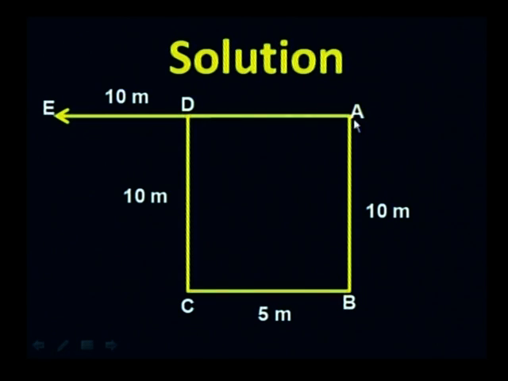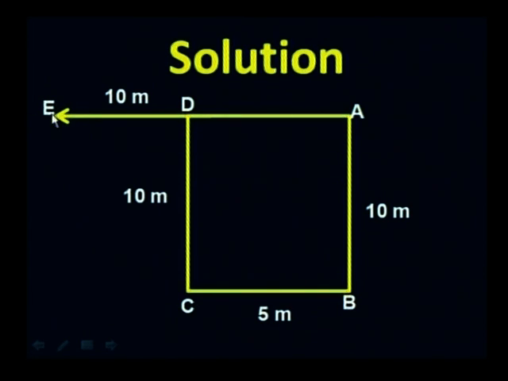So, this is how the diagram would be. Starting at A, he cycled 10 meters or 10 kilometers towards south. From there he has taken a right turn, cycled 5 kilometers. This is the turn he has taken, cycled 5 kilometers. Then he reaches C. From there he has taken a right turn. He reaches D after cycling for 10 kilometers. From D he has taken a left turn, he reaches E.